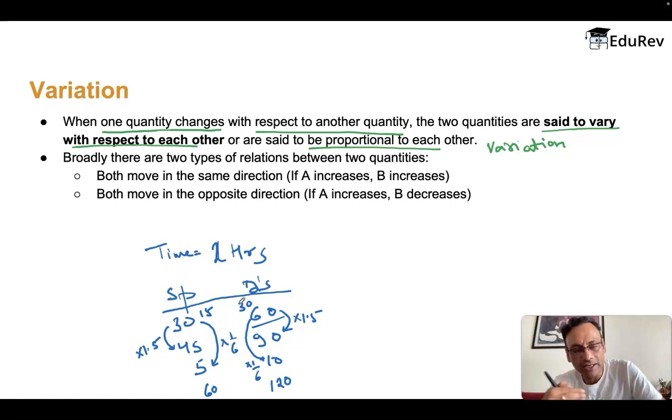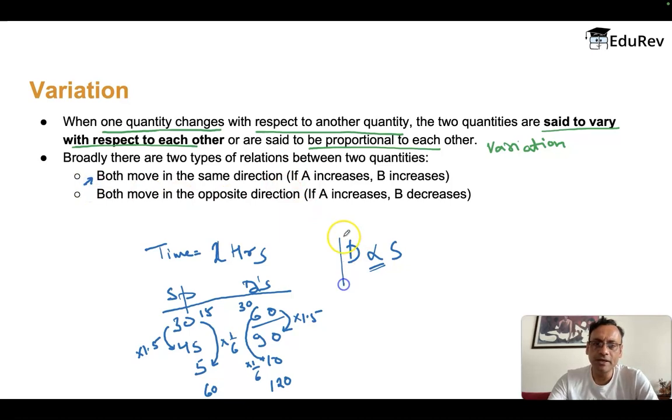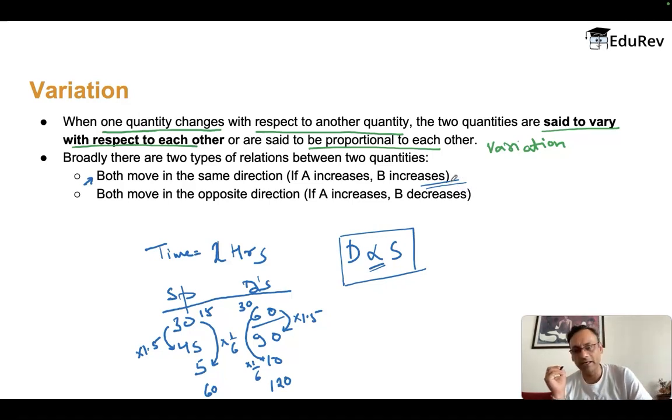So you can see whatever is the variation in speed, the same is the variation in distance. And this is a classic example that distance is directly proportional to speed. Okay. And this is the symbol that we use between them. Okay. This is the proportionality symbol. So broadly, there are two kinds of quantities. Both move in the same direction. What we are discussing here, distance and speed, you can see that they are moving in the same direction. So they are of the first type. Okay. And then in a bit, we'll come to the second type also.